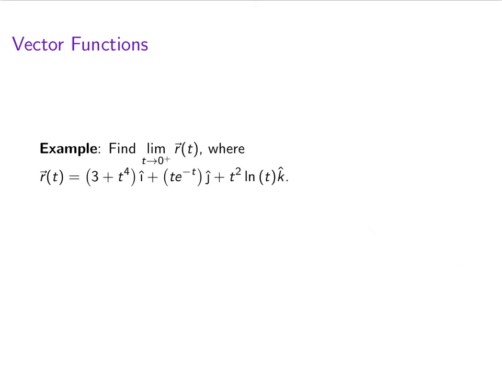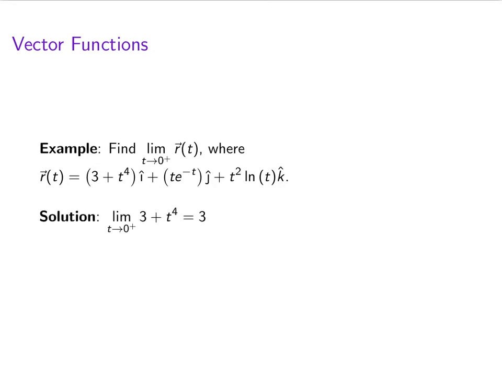So as an example, let's find the limit as t approaches 0 from the positive side of r of t. And here r of t is going to be the vector function with components 3 plus t to the fourth, te to the negative t, and t squared log of t.